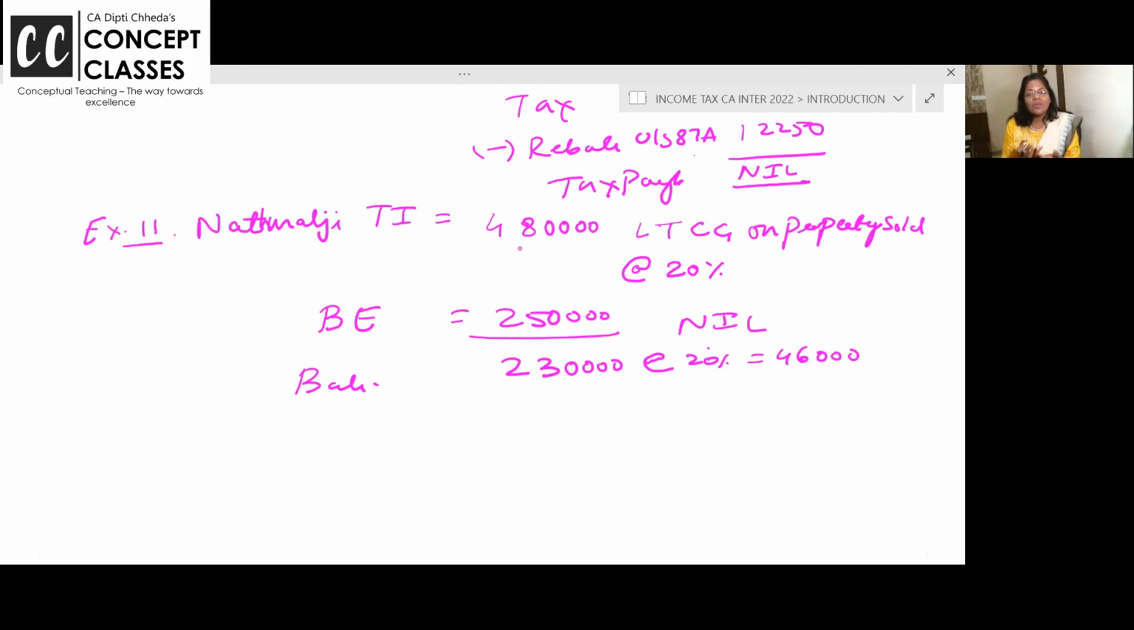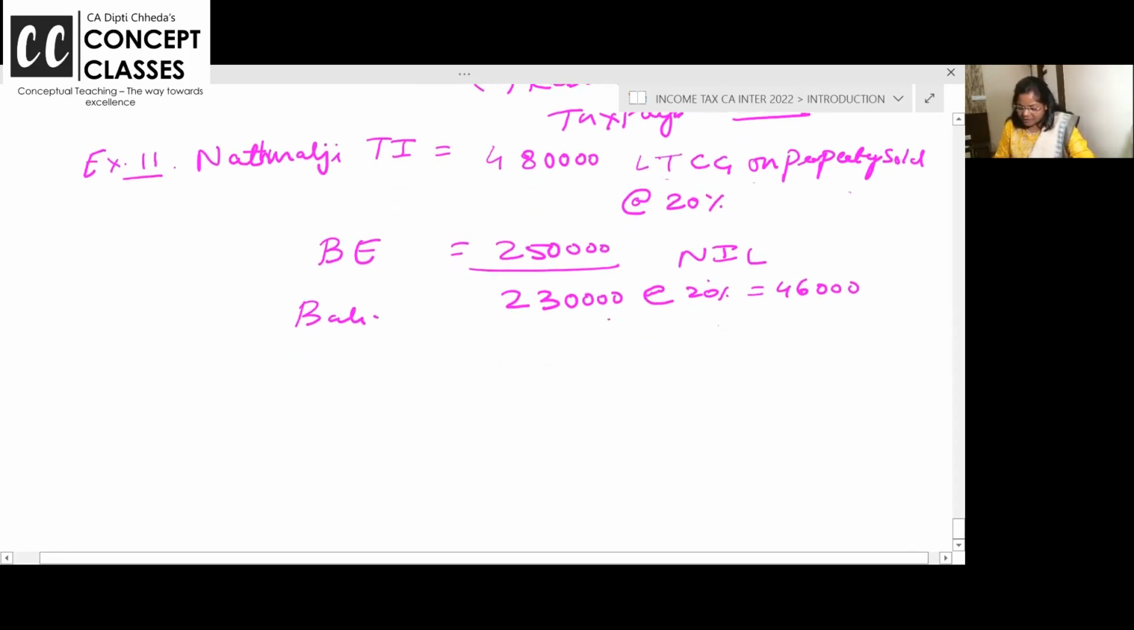Yes or no? So some special income is there, long-term capital gain. It is taxed at 20%. It will be given to you in the exam, and special rates are printed in your book. I'll teach you. Clear to all of you now? So on the balance income, 2,30,000, 20% tax comes to 46,000.